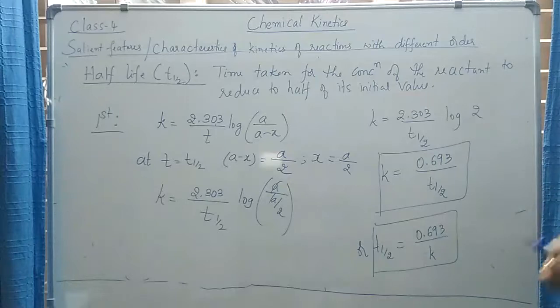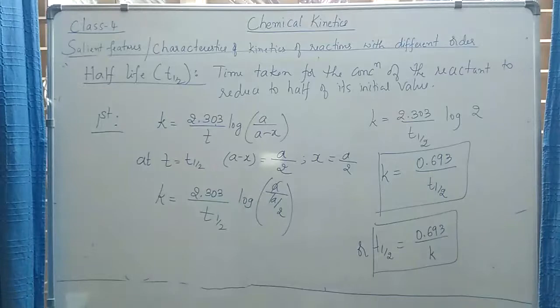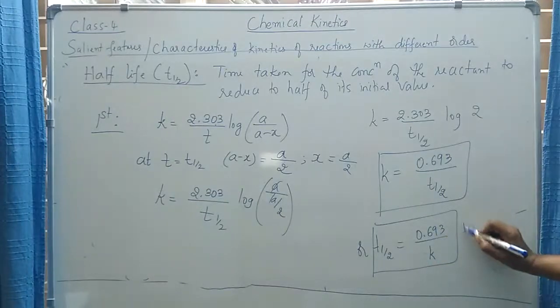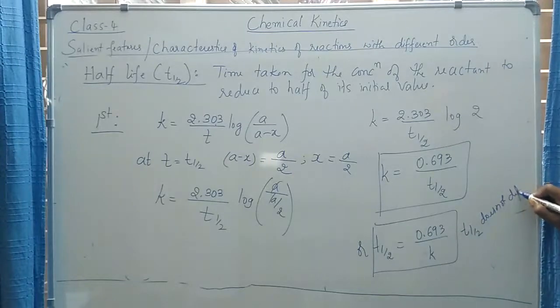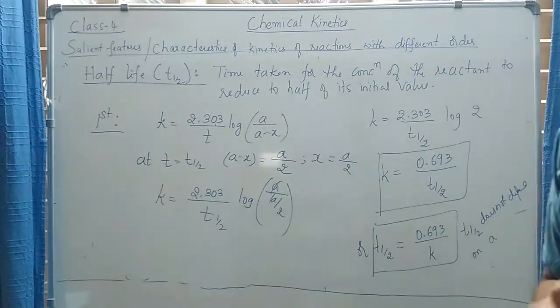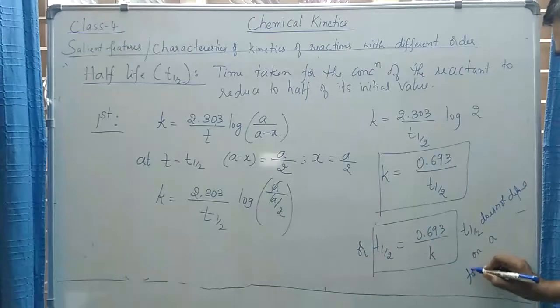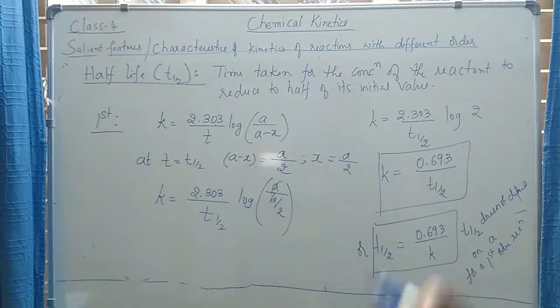An important point that has to be remembered here is this half-life of the reaction does not depend on the initial concentration. So half-life does not depend on initial concentration A for a first order reaction. So this is one of the important salient characteristic features of a first order reaction, that is half-life of a first order reaction does not depend on initial concentration of the reactant.